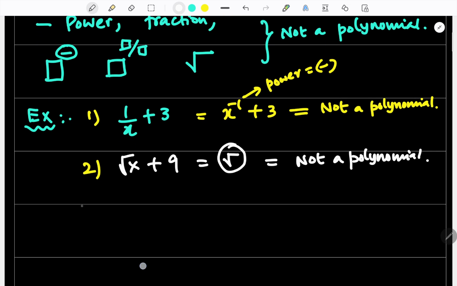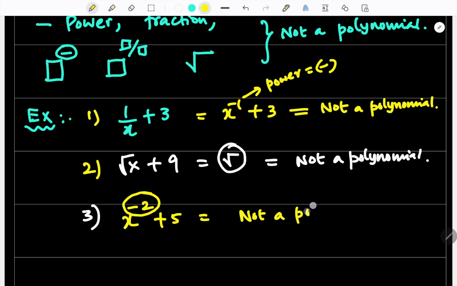Okay, teacher, give me another example for negative power. Yes, the negative power is, for example, x to the power of minus 2. So, x to the power of minus 2 plus 5, let me give you some. This also, the power is what? Minus. So, it is not a polynomial.